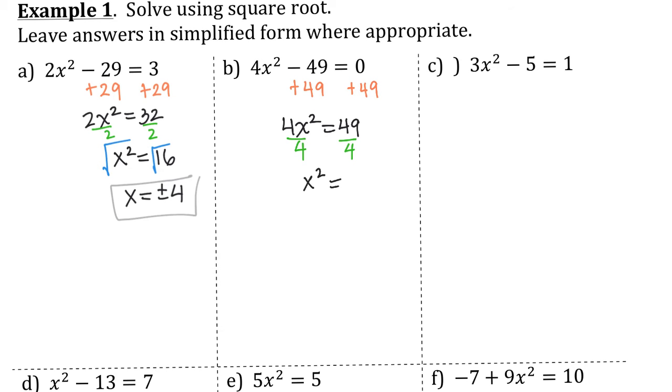Let's see, 49 divided by 4 is going to stay a fraction, and I'm okay with that. Let's go ahead and square root it and see if it's rational. X equals, I'm going to get a positive and negative answer. Square root of 49 is 7. Square root of 4 is 2. So I actually got positive 7 over 2 and negative 7 over 2, which is rational. Okay, I'm going to go ahead and keep going. Feel free to work ahead of me and then forward the video to the next example.